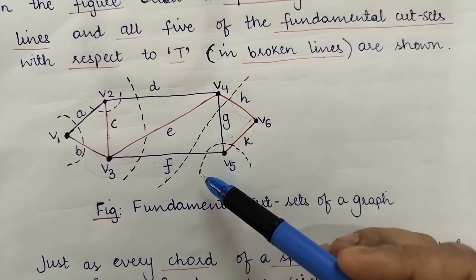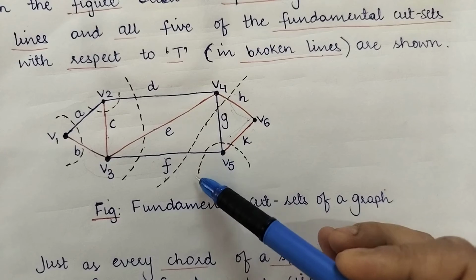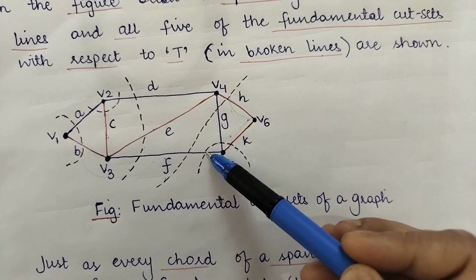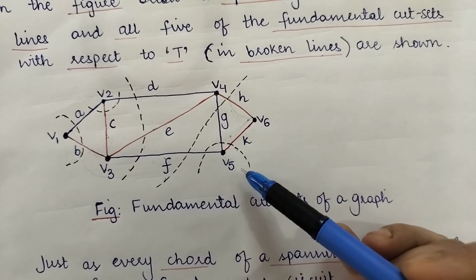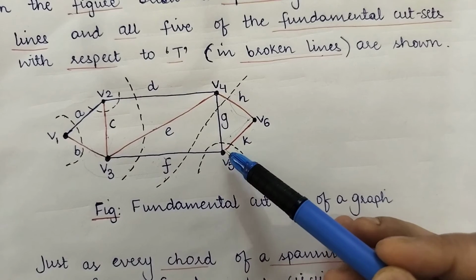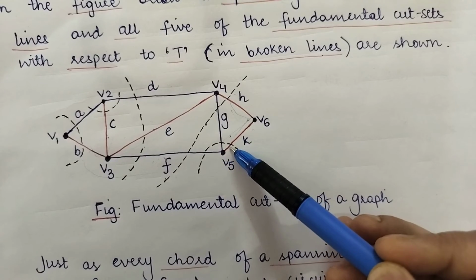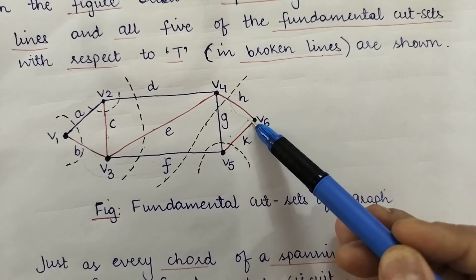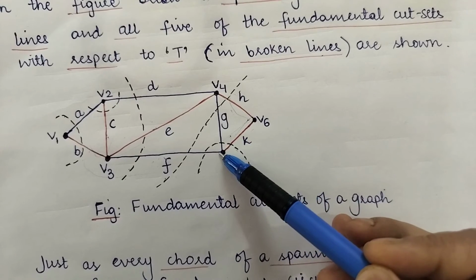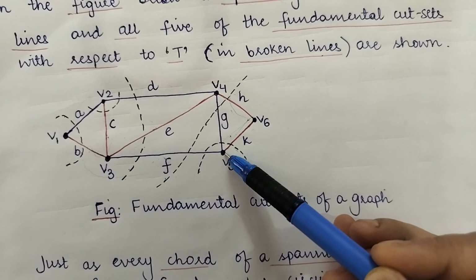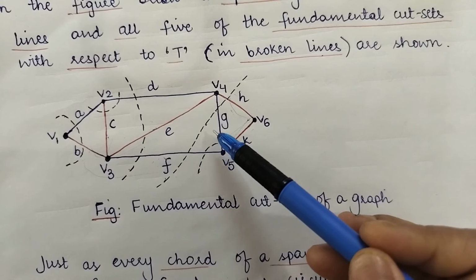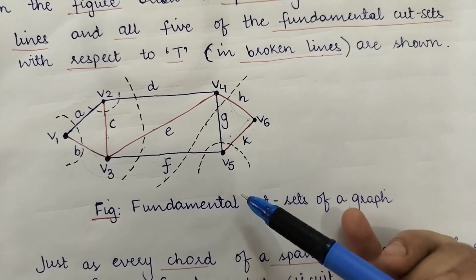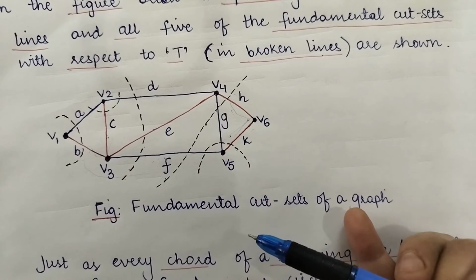Now let's come to the last and the 5th cut set. It is going through edges F, G and K. So 3 edges in total, out of which obviously only one has to be a branch. You can clearly see K is a branch and G and F are the chords with respect to the spanning tree. Hence I can say that the edges F, G and K are also a fundamental cut set.